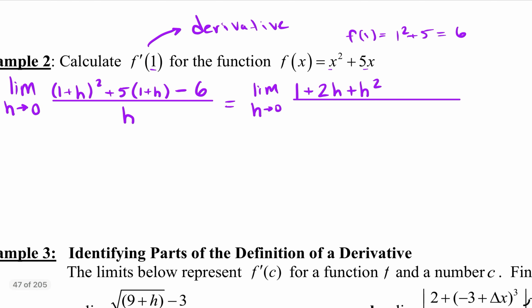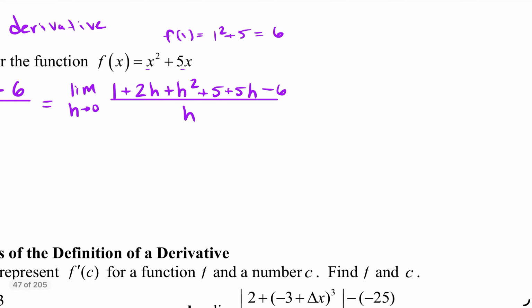Okay, then I got to distribute the 5 in. So right here I've got 5 multiplied by 1 and 5 multiplied by h. So I get plus 5 plus 5h. And then I still got that minus 6 hanging out at the end. Okay, and then on the bottom I got h. All right, I think I have some like terms I can combine here.